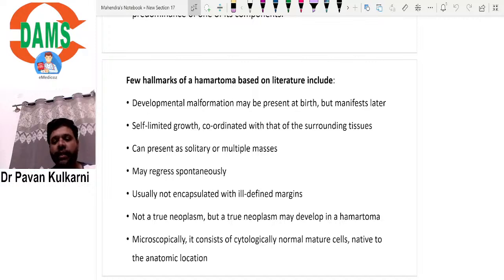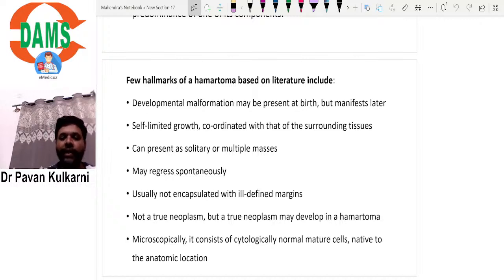Microscopically, it is composed of normal mature cells native to the anatomic location. So it has got normal mature cells. I hope you understand this. All these are the important hallmarks of the hamartoma. So we have seen what a hamartoma is, the definition of hamartoma, the hallmarks of a hamartoma, what hamartia means, where it has been derived from, and who coined this term: Albrecht.